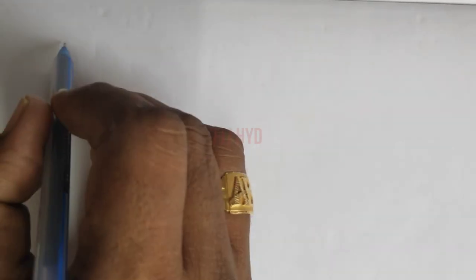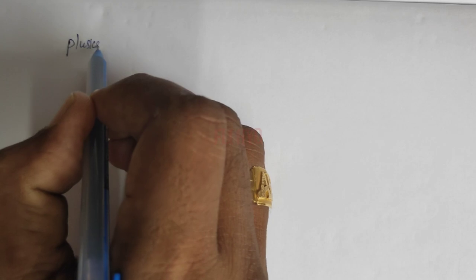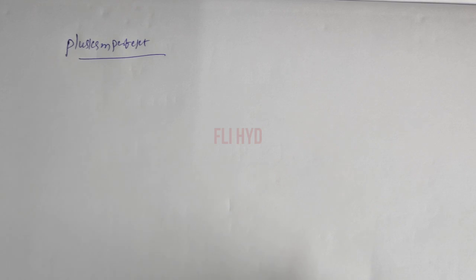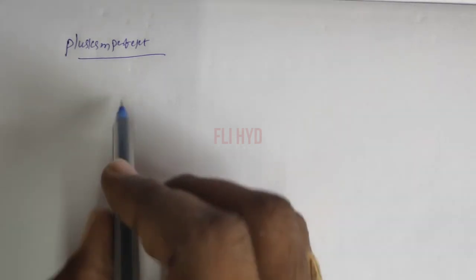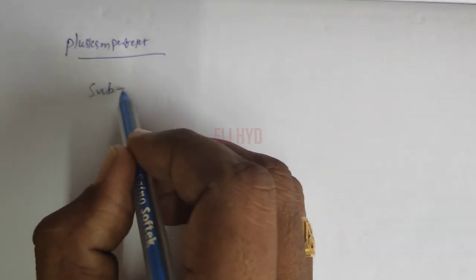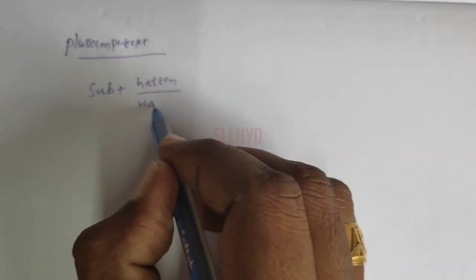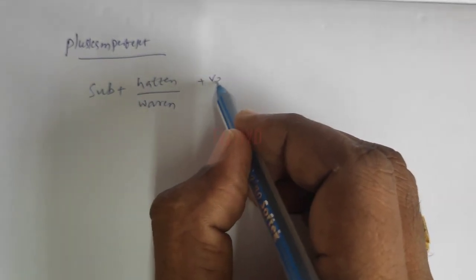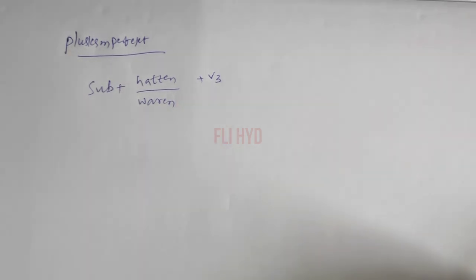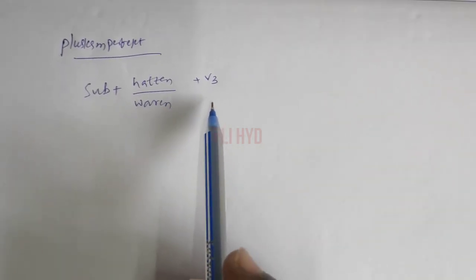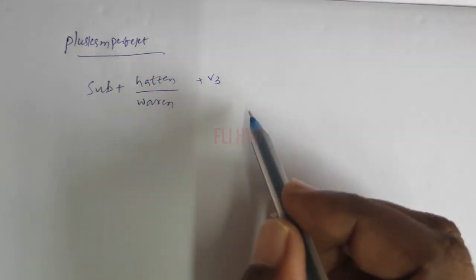Next one, Plusquamperfekt. Plusquamperfekt is nothing but the past perfect. For this, the structure is subject plus hatten oder waren plus V3 form. Haben's past tense is hatten and sein's past tense is waren, and V3 is made the same way we did for the Perfekt, the present perfect.